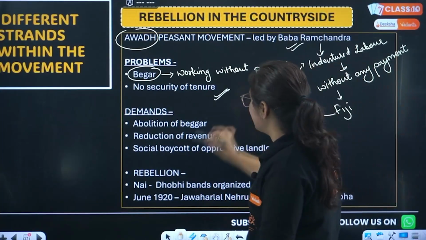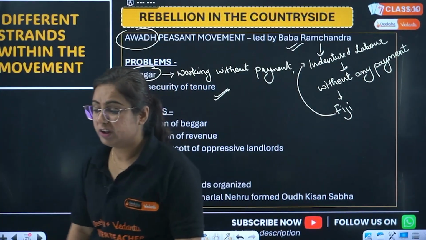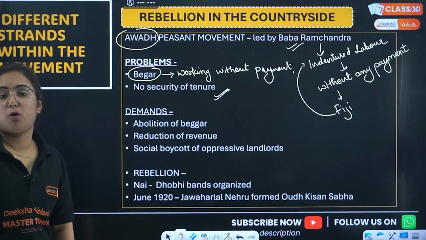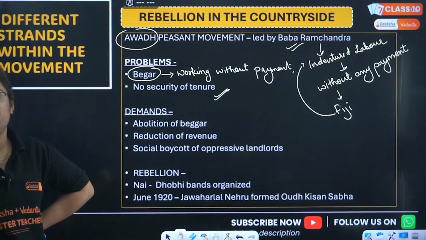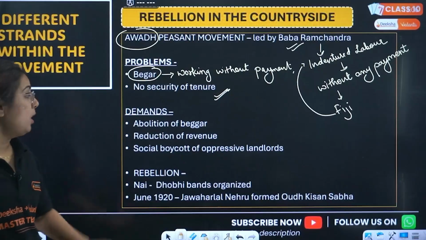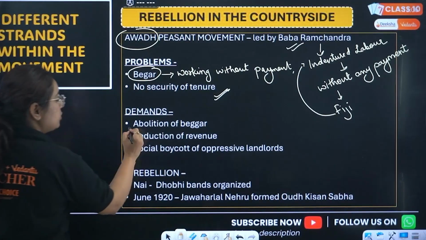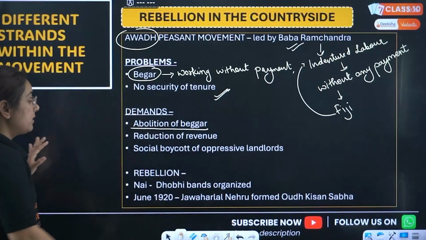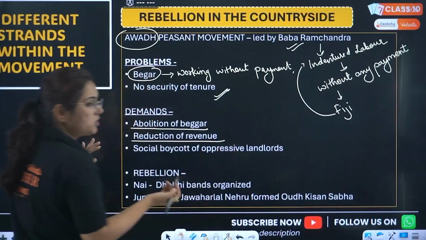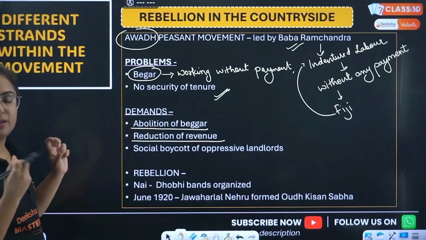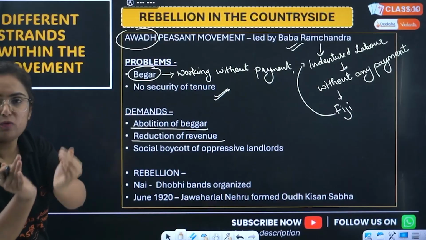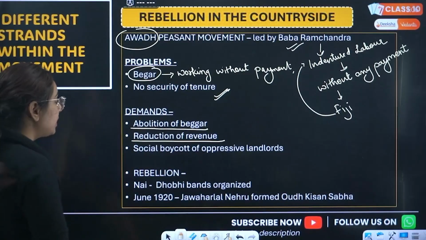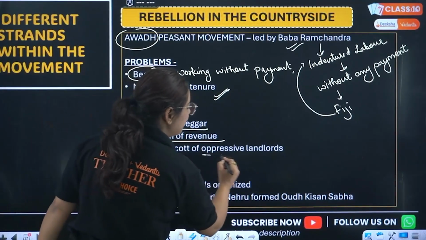there was no security of tenure. Lands were given to them, but they were taken away. So there was no land for the peasants, no job security, no food, obviously. What were the demands? First was the abolition of begari, and reduction of the revenue. The Britishers were taking revenue as the peasants were asked to work on the field. So a portion was taken as the revenue, and social boycott of oppressive landlords.